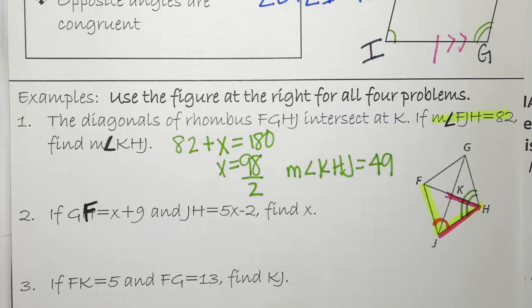Oh, I'm so excited about the next one. Oh, and we could have done GH. It didn't have to say GF. Because what do we know about all sides of a rhombus? They're all congruent. So did I really have to change that? I just got excited.